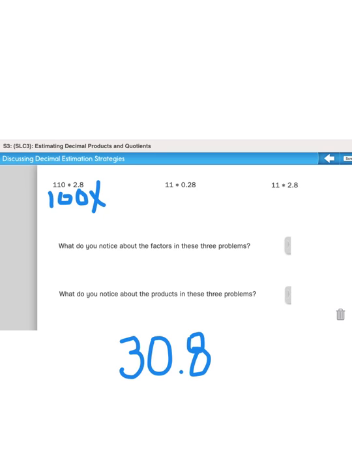2.8 is close to 3. So we know that our answer for that one is going to be somewhere around 300. That is much bigger than our estimate answer of 30 and 8/10.